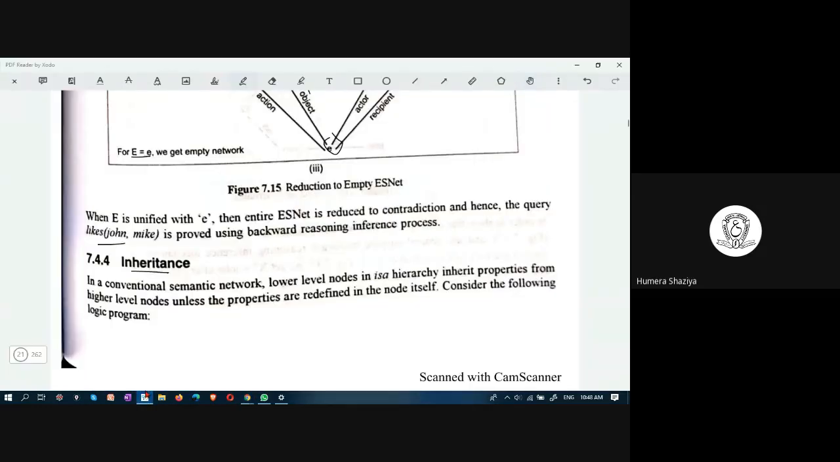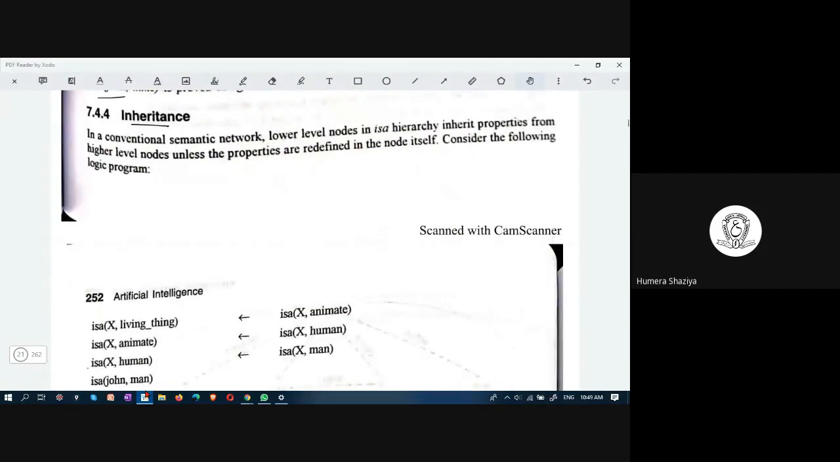Moving ahead to inheritance. In conventional semantic network, conventional means just the semantic network, not the extended semantic network, lower level nodes in a hierarchy inherit properties from higher level nodes, unless the properties are redefined.